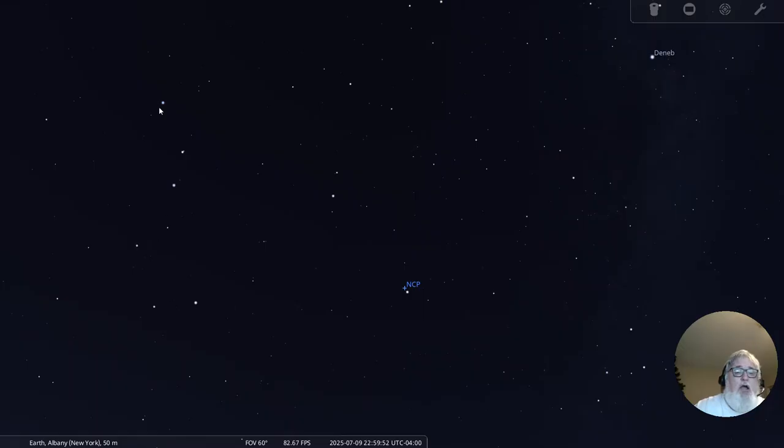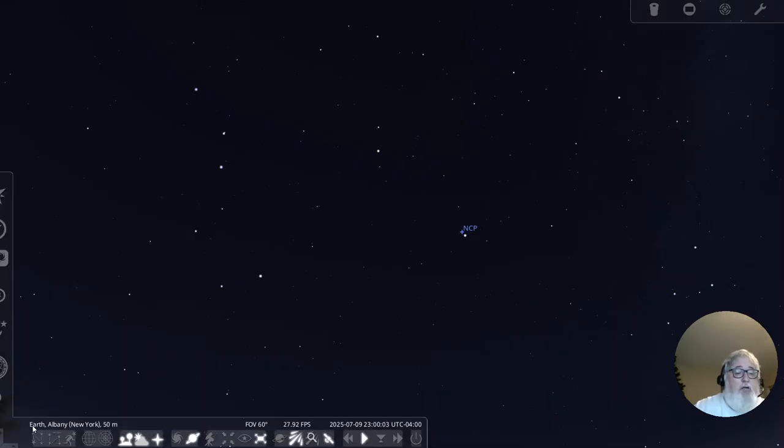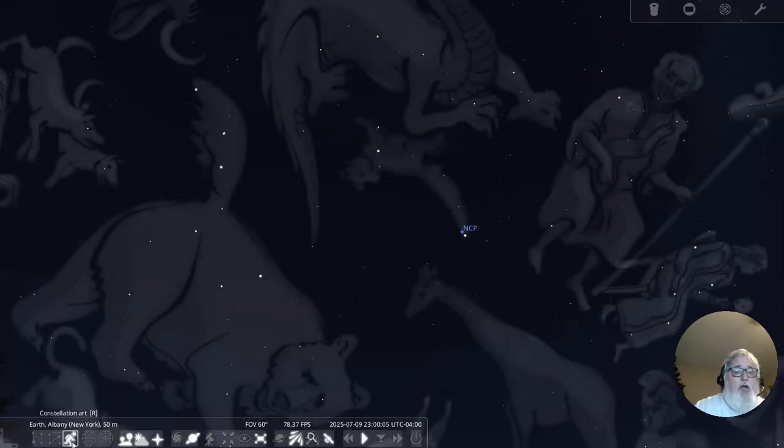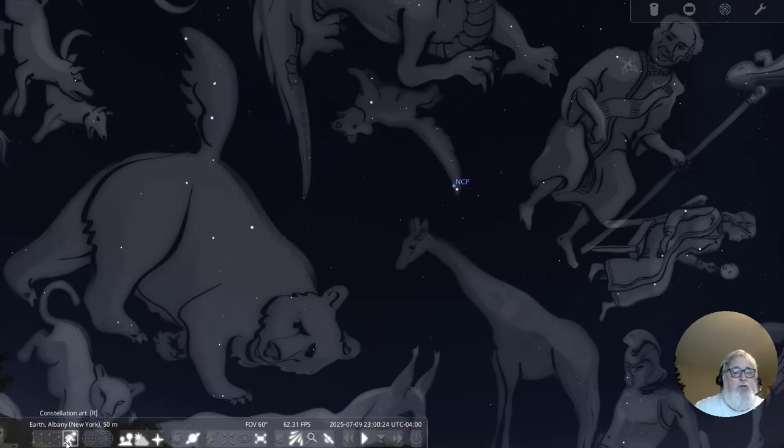Here's our Big Dipper. Again, the Big Dipper is an asterism, but it is not a constellation. Ursa Major is. Now let's come down here and turn that on. We can see here's the tail of the bear, and here's the body of the bear. So Ursa Major as a defined area on the celestial sphere is going to be much larger than just the Big Dipper itself. Okay, so I'm going to turn that off.